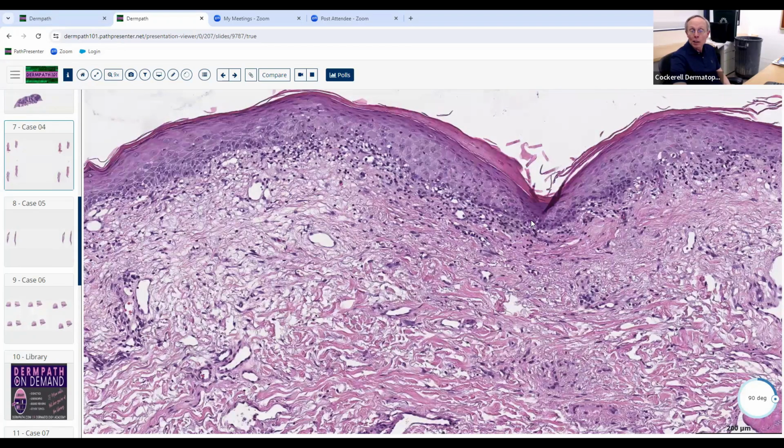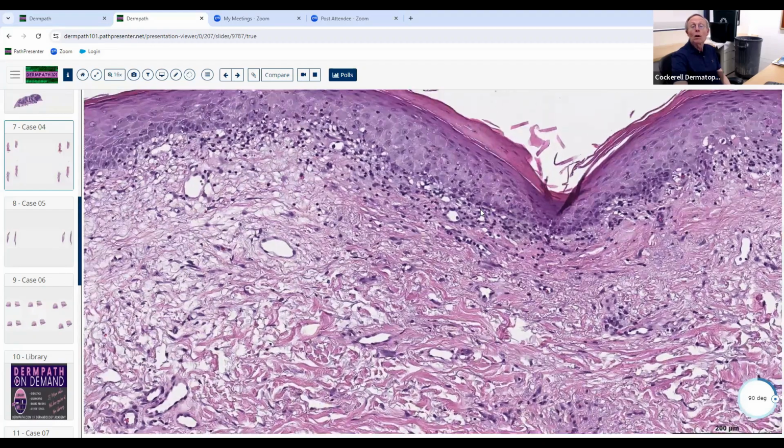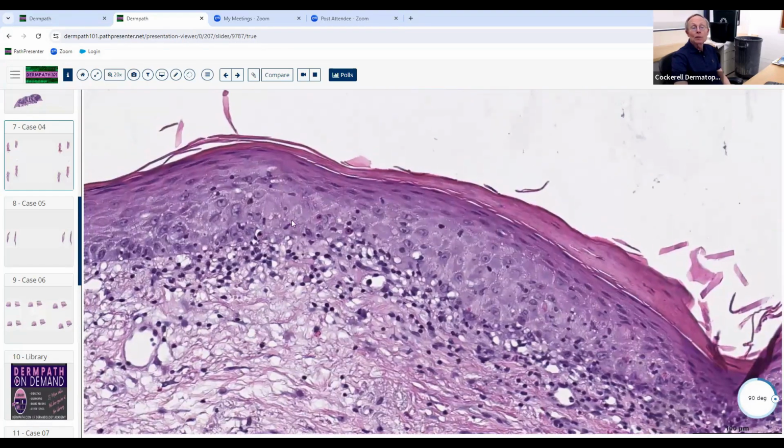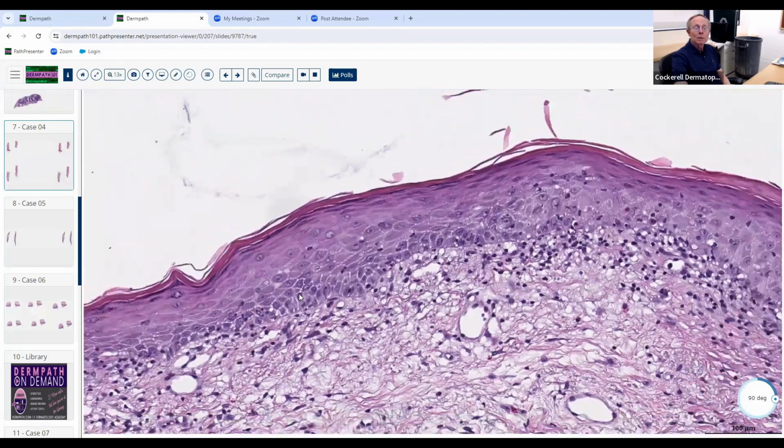So if it doesn't obscure the junction, if you just got some cells sitting down here and you got a sparing, maybe even a grenz zone or whatever, you don't call that lichenoid. That is not lichenoid dermatitis. So it's got to obscure the junction or it's not lichenoid. Well, here we've got vacuolar alteration. And if you look carefully, there are even some necrotic keratinocytes in here, and there's some overlying parakeratosis.